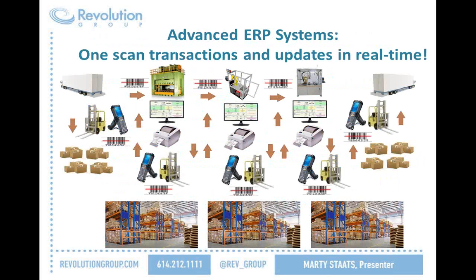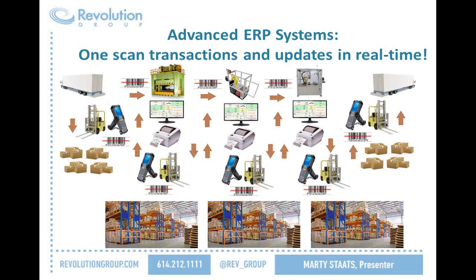So this gives you maybe a feel for the flow of what you would see with an advanced ERP system. Again, parts come off your truck. If you are using a supplier EDI system, you wouldn't even have to scan those parts into your inventory. But once they're there, you can utilize just one scanning step to either move those component parts to different inventory locations or move them right into your production lines.